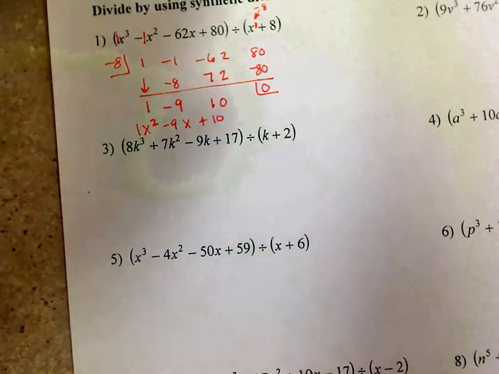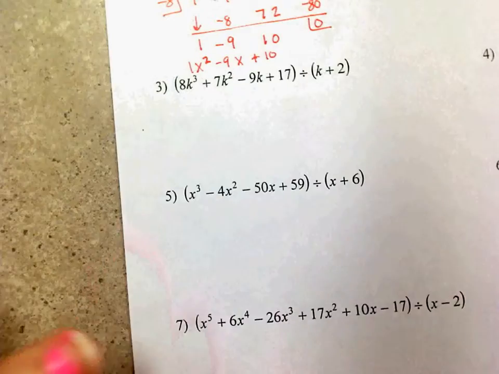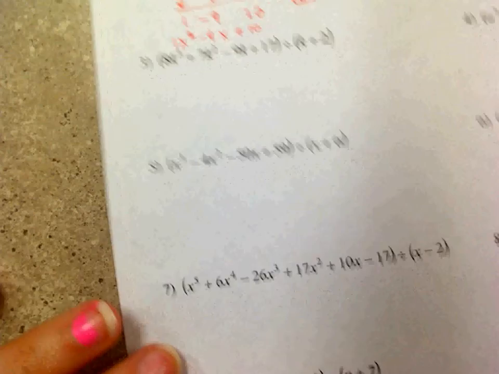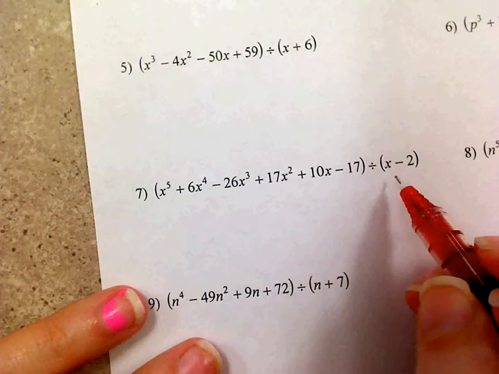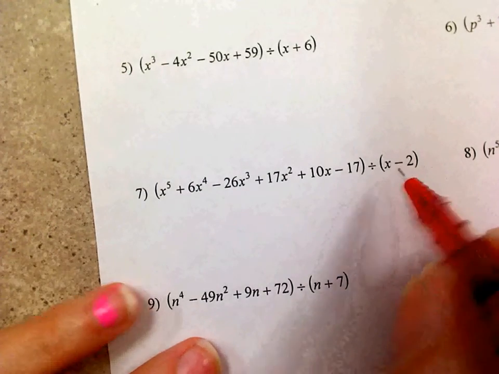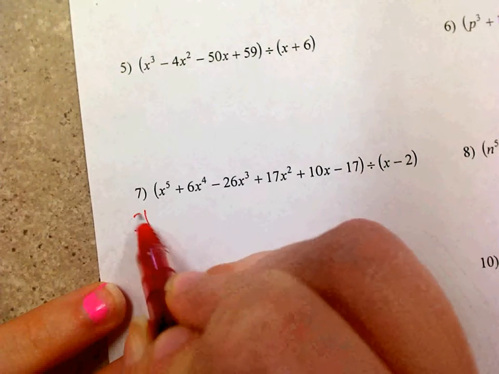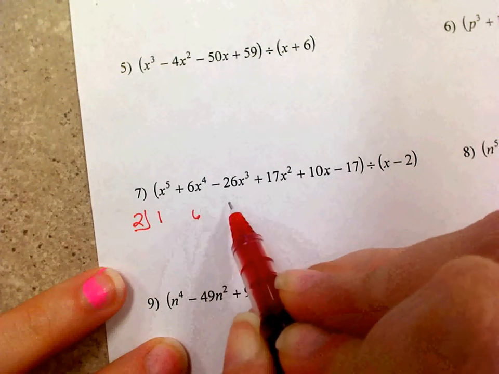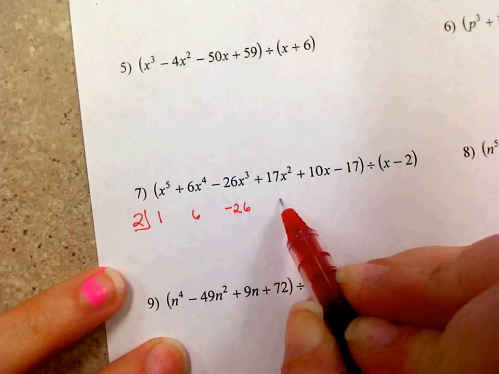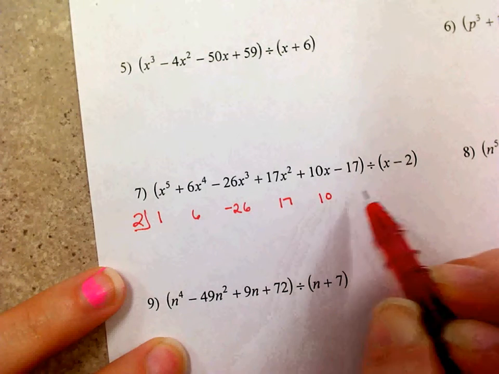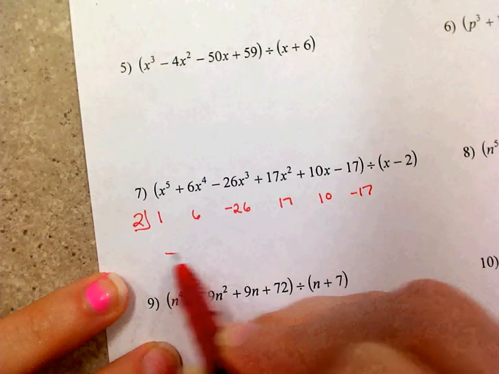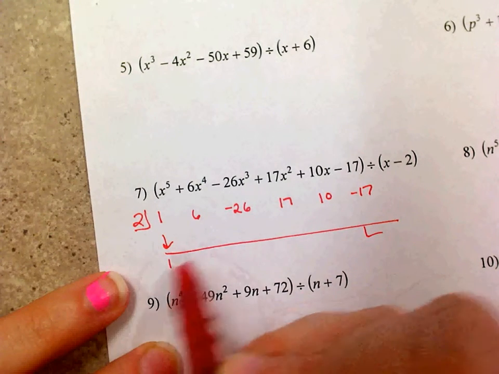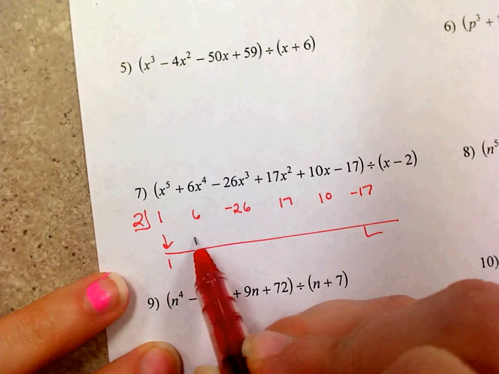Okay, so then what if I'm dividing something like this? Let's do this one. This is an x minus 2, so in the box I'm going to put a positive 2. So across the top I'm going to put 1, 6, -26, 17, 10, and -17. Okay? Bring down the 1, and then 2 times 1 is 2.